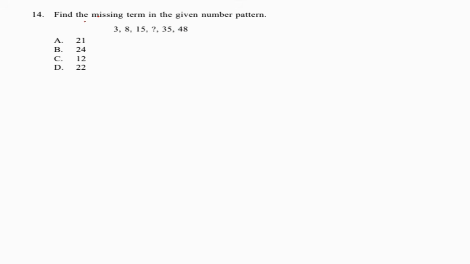Next, question number 14 is again a pattern question. Find the missing term in the given figure number pattern. 3, then 8, an increase of 5. 8, then 15, an increase of 7. So this is a series where the numbers are increasing as well as the difference is also increasing. So 3 plus 5 is 8, 8 plus 7, 15. So next should be 15 plus 9, 24. So that's the answer.